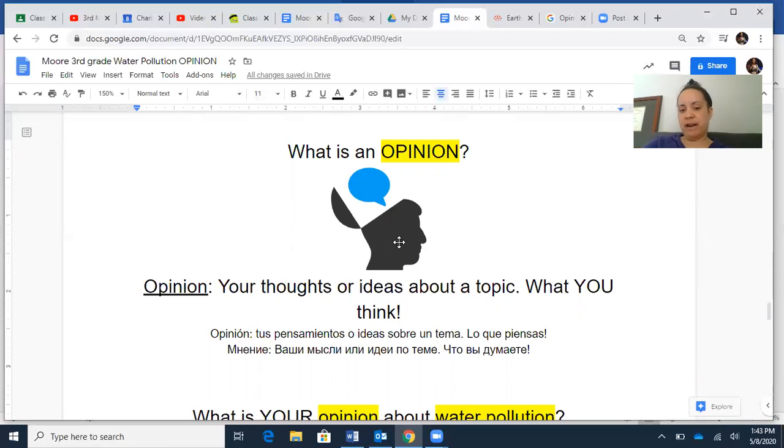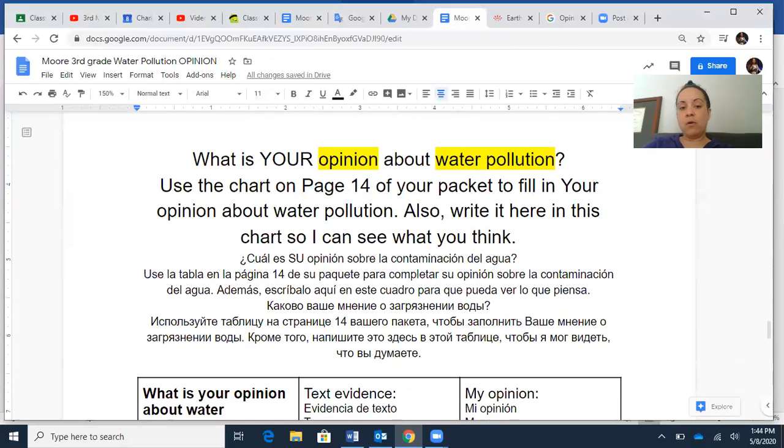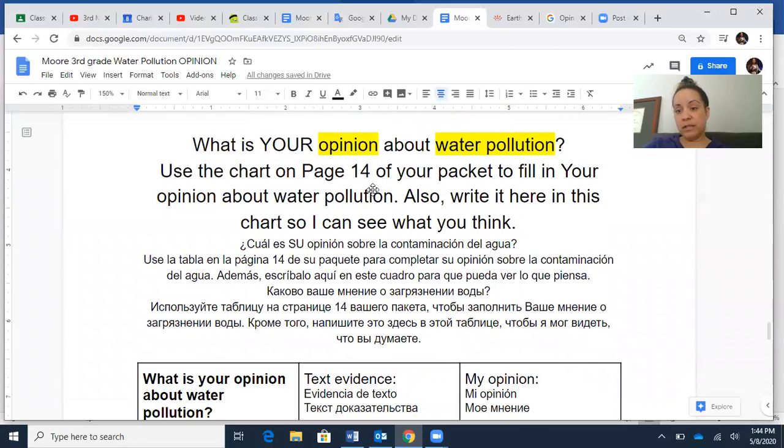That's why I have this picture right here, because it's a picture of a boy or a girl, probably a boy here. But you can see inside of his head, he has his thoughts. So this is what he thinks. So an opinion is what you think about a topic. So since we're talking about pollution, water pollution, here's our question for today. What is your opinion about water pollution?